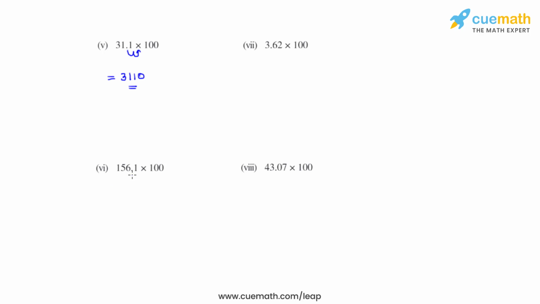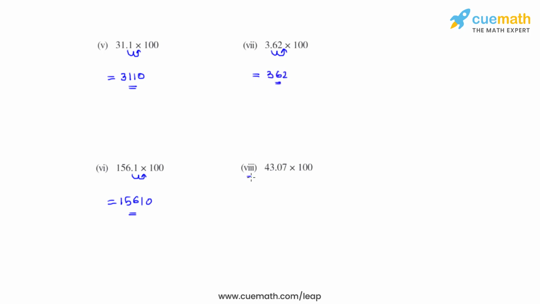Coming to the sixth bit, we have 156.1 multiplied with 100. So we again move the decimal by two places. There is no digit after 1, so that can be filled with a 0. And the answer that we get for it is 15610, that is 15,610. Coming to the seventh bit, we have 3.62 multiplied with 100. The decimal will be moving two places towards the right, and the product that we get for the two numbers is 362.